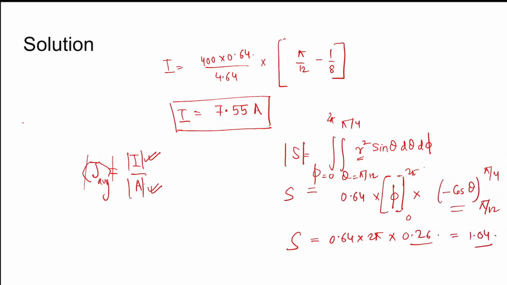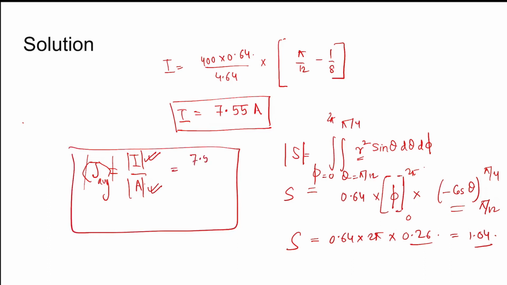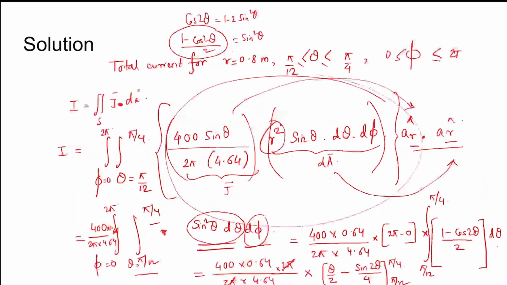Now the average current density can be determined: I is 7.55 divided by 1.04 as we calculated. So I by A is J. The J value is coming out to be 7.25 ampere per meter square. So this is one answer and this is another answer. 7.55 is the total current in the range given in the question, and the average current density for that range is 7.25 ampere per meter square.